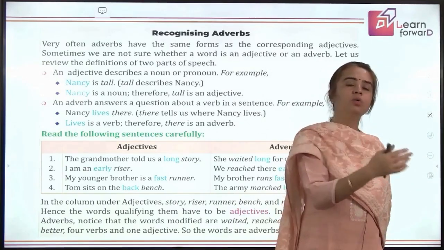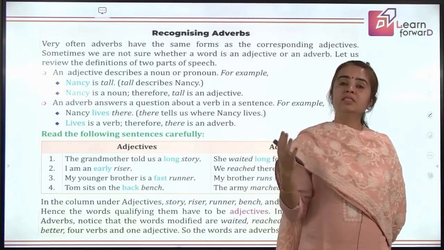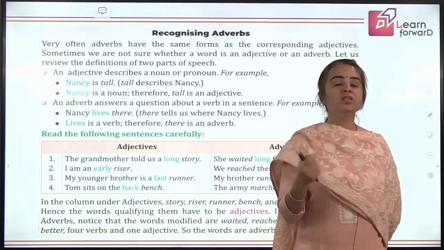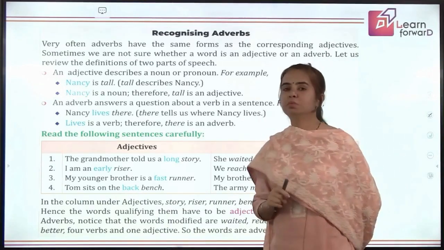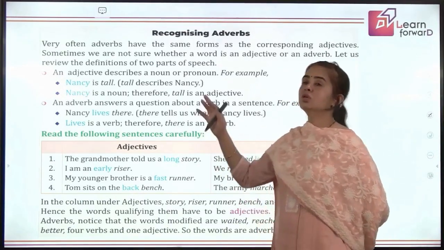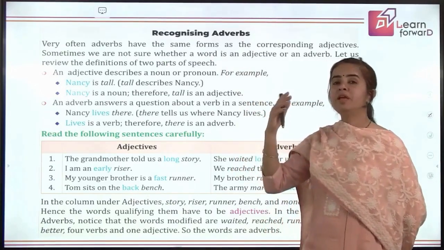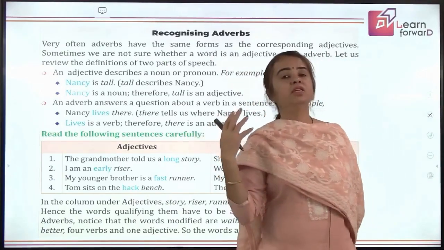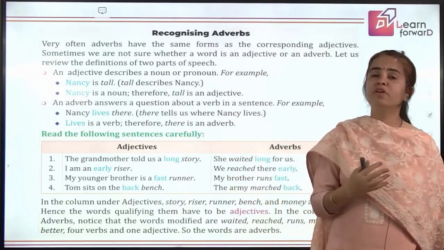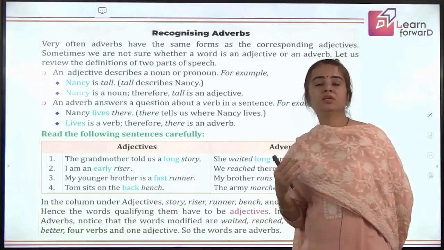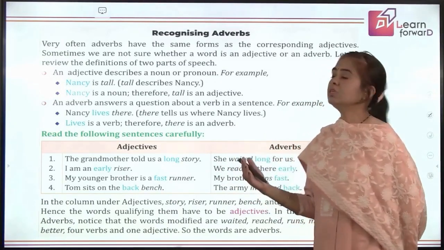It's a noun, it's a pronoun, it is a verb or anything. It is about how a word is used in a sentence. That will decide which part of speech it is, right? So recognizing adverbs: sometimes a word may behave as an adverb, sometimes as an adjective. So you have to identify whether the word used in the sentence is behaving like an adverb or an adjective. So we need to see some differences here.